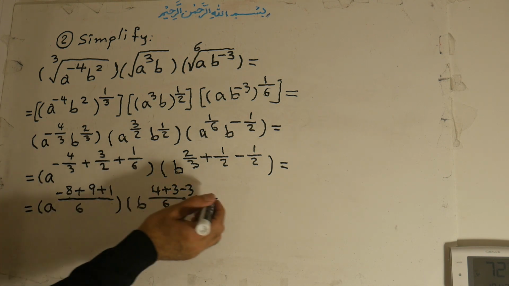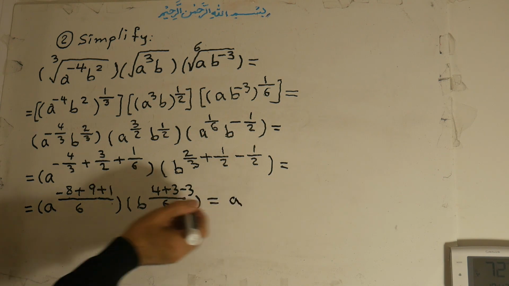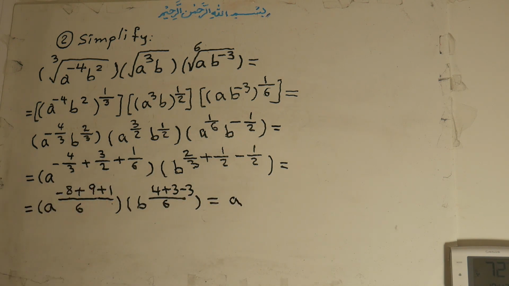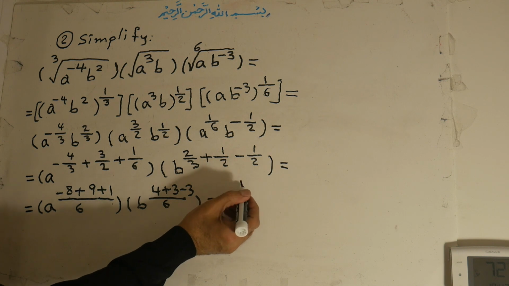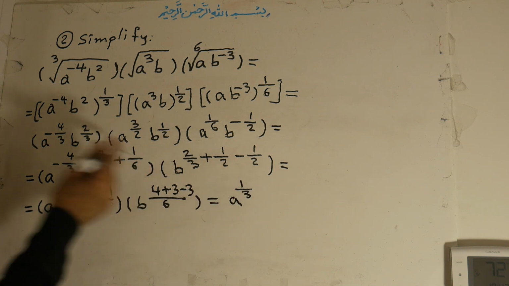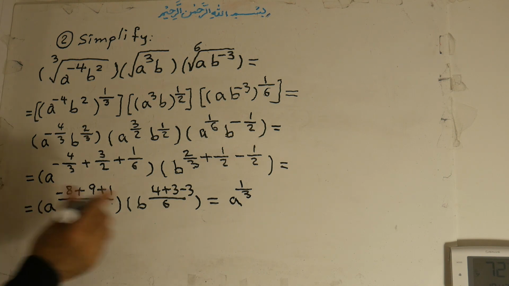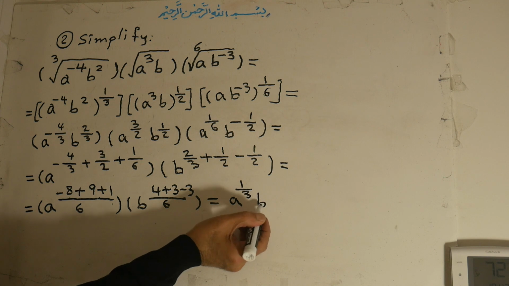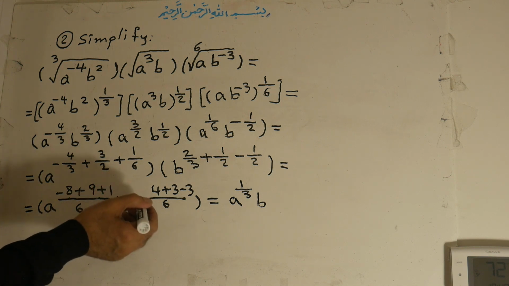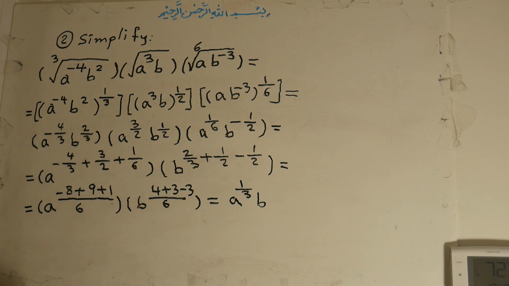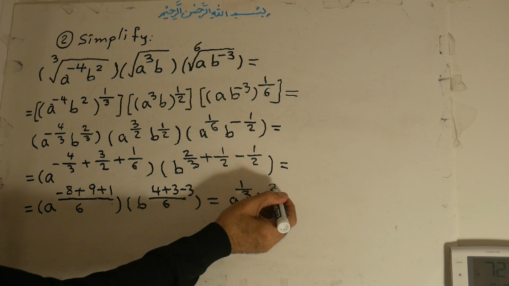a to the power of negative 8 and positive 9 is positive 1, positive 1 and positive 1 is positive 2 over 6, that is 1 over 3, and times b to the power of, negative 3 cancelled with positive 3, 4 is remaining, 4 over 6, which means 2 over 3.